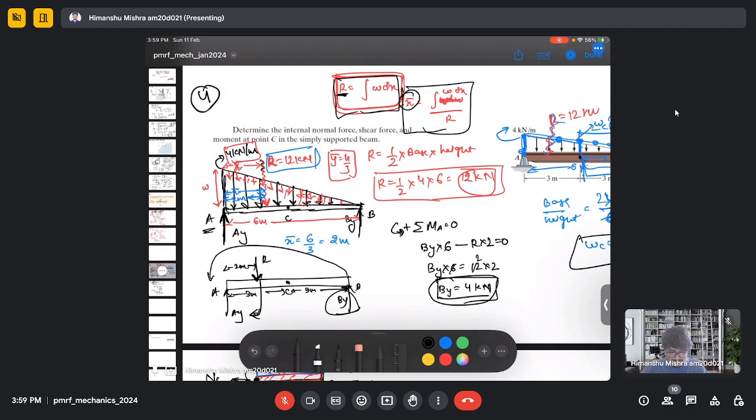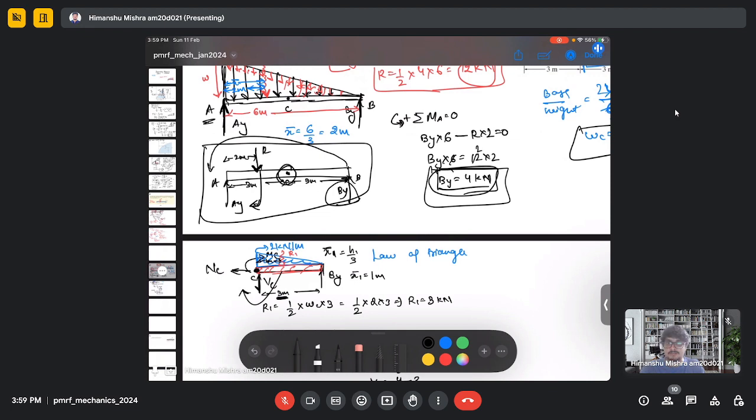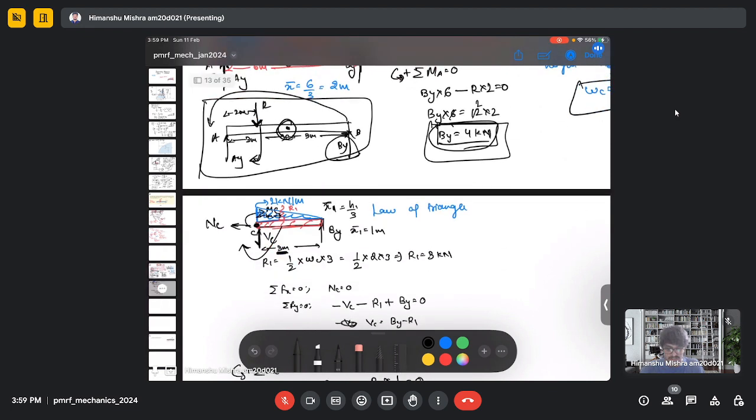So by converting it into a point force, which is given in this diagram, we calculate the reaction force which is By. Then in order to calculate the shear force and the moment at point C, we cut the beam, and we consider this part of the beam.